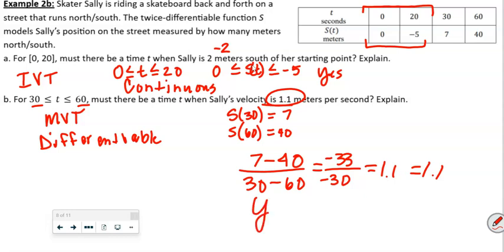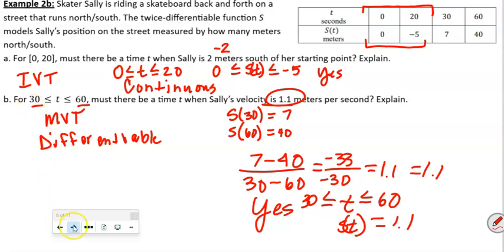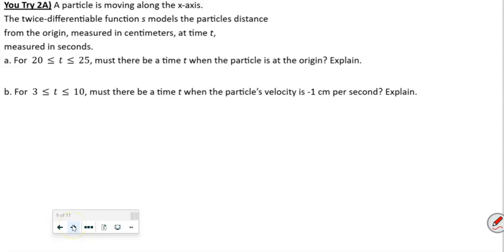Again, according to MVT, this is true because between the range when t is between 30 and 60, the slope is equal to 1.1. All right, let's see if you guys can do the U-try. Come back to me when you're done.